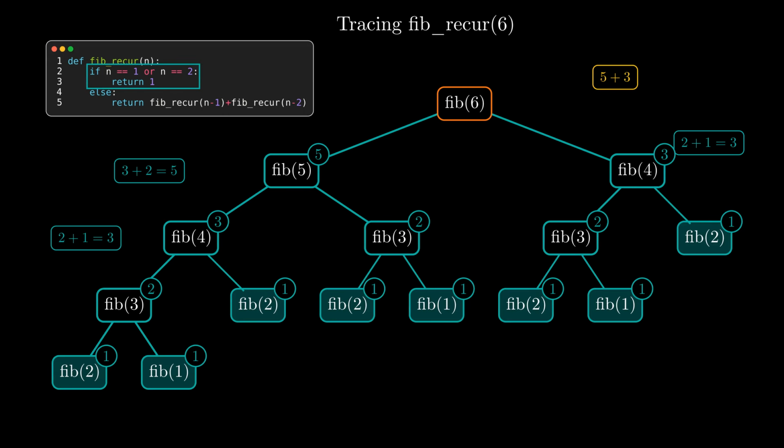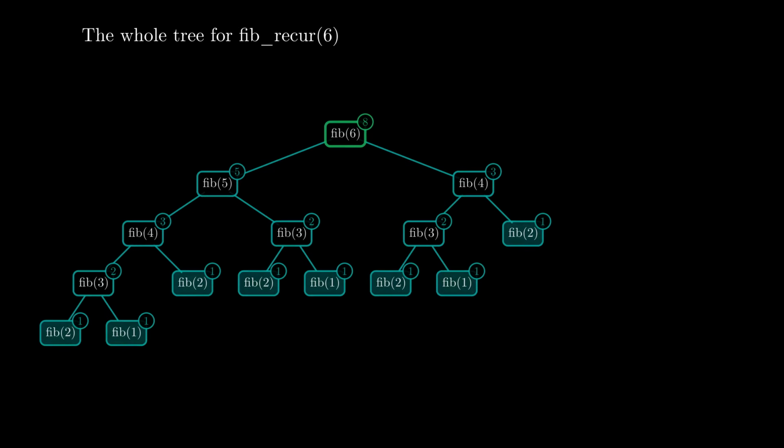Fibonacci of 5 gave 5. Fibonacci of 4 gave 3. 5 plus 3 is 8. Fibonacci of 6 returns 8. Step back and look at the whole tree.